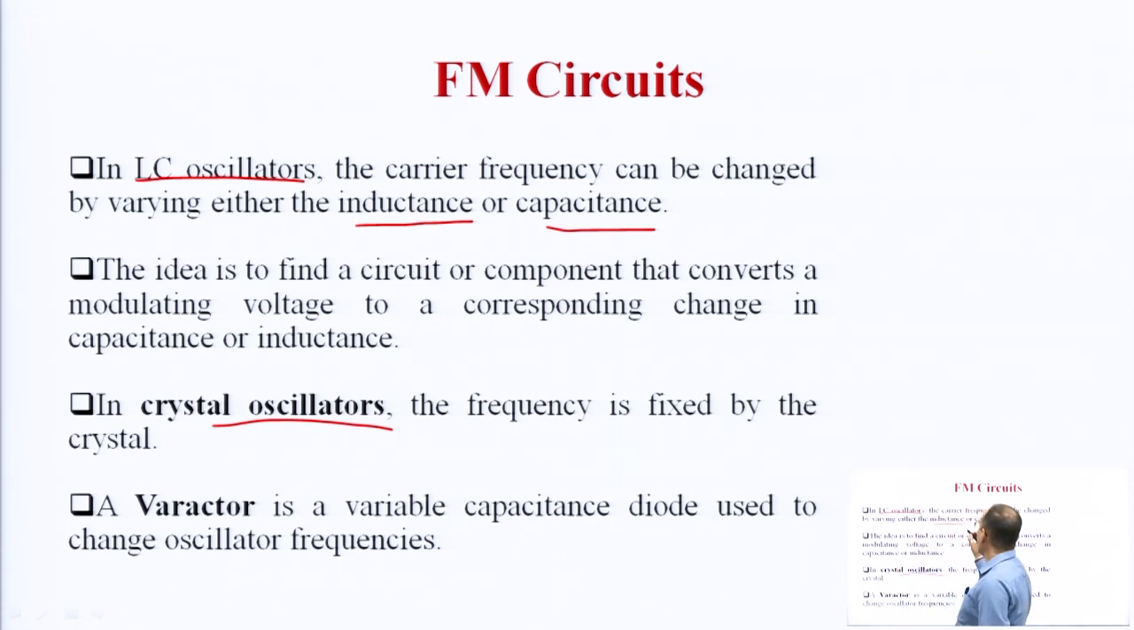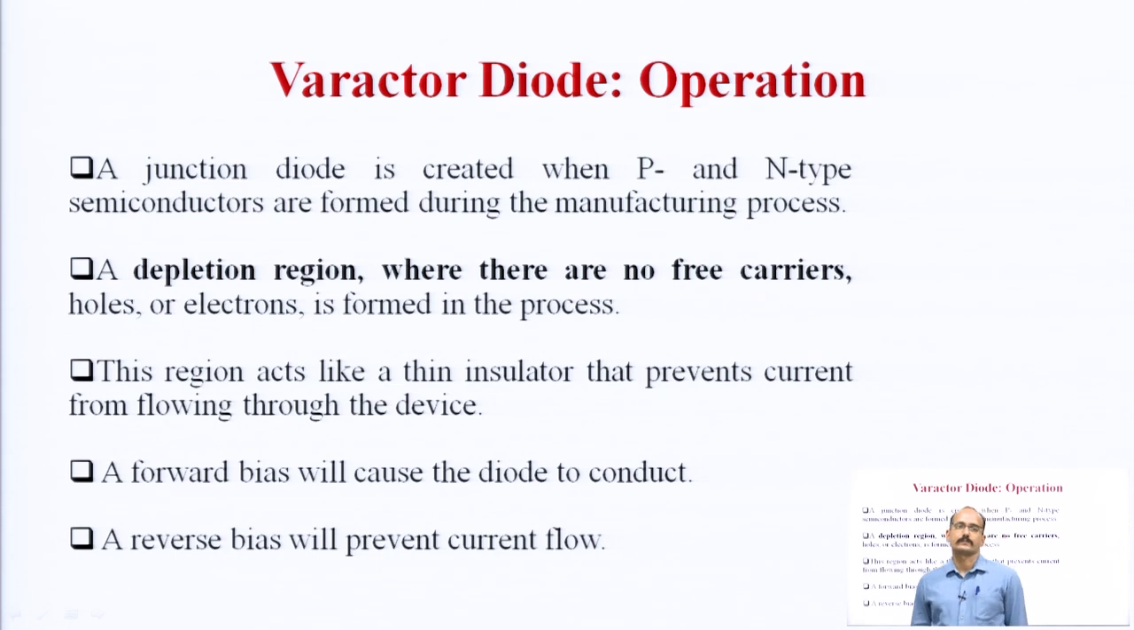Now, as we are using variable inductance or capacitance values, we require specific devices whose reactance or capacitance can be changed. In this series, the very first device is the varactor. Basically, a varactor diode is a variable capacitance diode which is used to change the oscillator frequency, as you can see in this diagram. Because when we are talking about the direct method of FM generation, we use variable reactance circuits, and the varactor diode is the very first component used for this purpose.